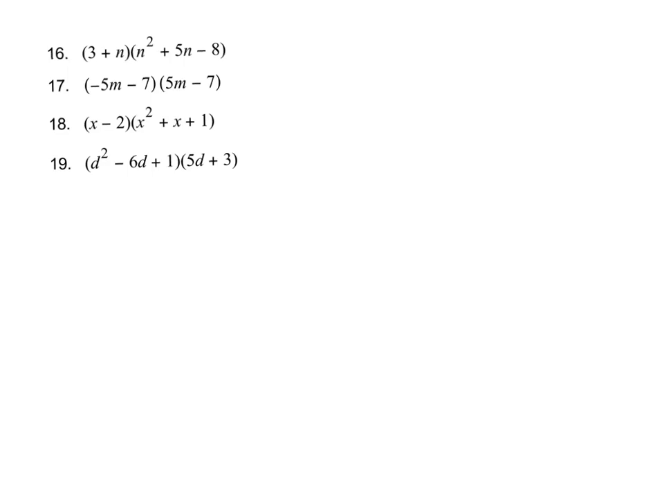All right, so these last 4 problems are multiplying as well. This is where I really like the vertical method. I'll do 1 vertical and 1 horizontal. So 16, I'm going to write n squared plus 5n minus 8. And I'm going to multiply by 3 plus n, but I can rearrange that if I like. So I can write that as n plus 3, as long as the sign stays the same on each of the variables.